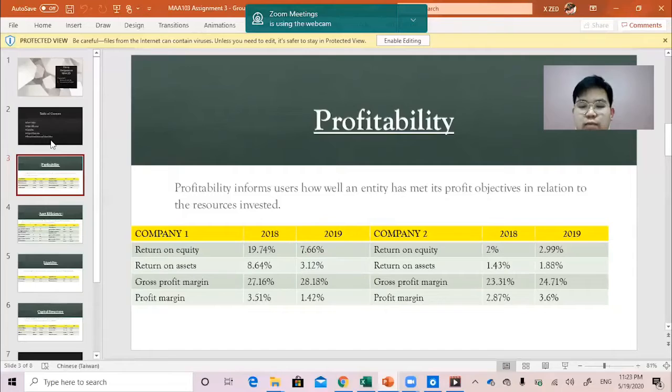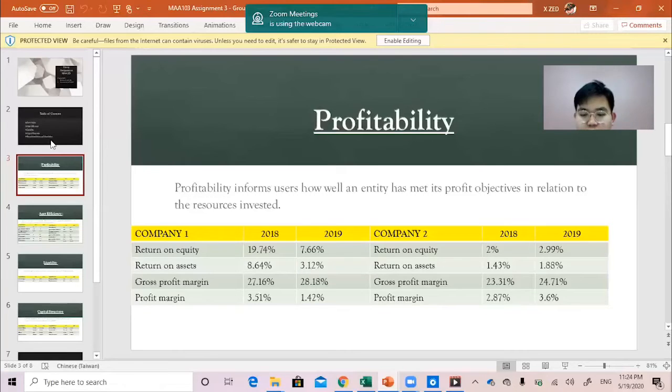The last one is the net profit margin, which indicates the net profit generated per dollar of sales. In this part, company 1's net profit margin decreased over 40% from 2018 to 2019, while the net profit margin of company 2 increased. Company 1 had a higher percentage than company 2 in 2018, but a lower percentage than company 2 in 2019.